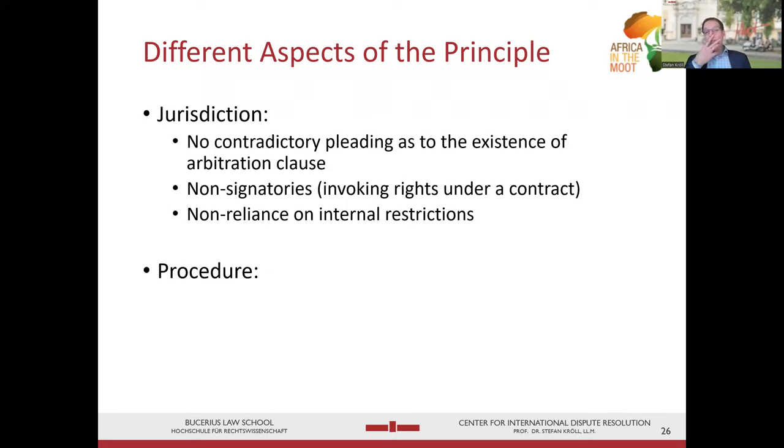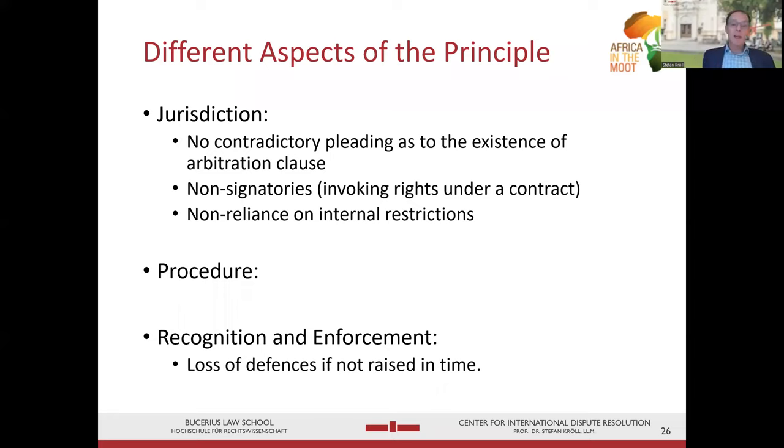But in addition, principles of good faith may also affect the procedure. So you may give additional rights or additional time to one of the parties if, for example, an expert falls sick shortly before the hearing, or if crucial witnesses do not appear at the hearing. And last but not least, also at the post-award stage concerning recognition and enforcement, you may have arguments based on good faith and contradictory behavior.